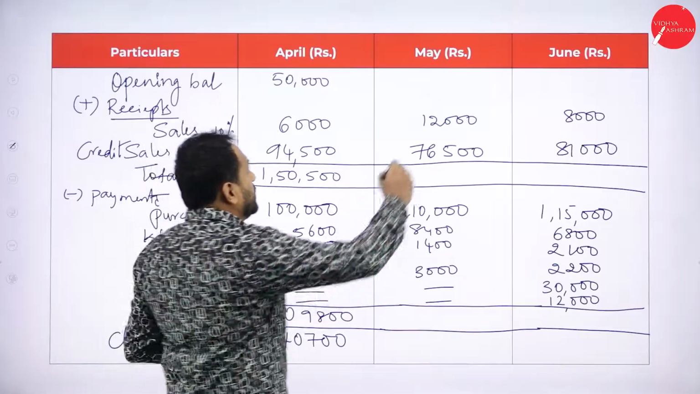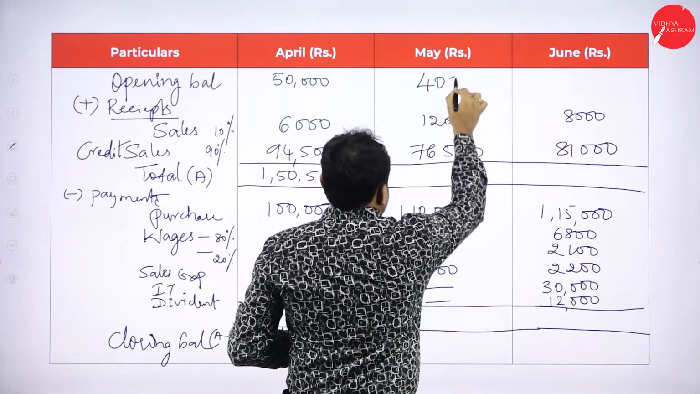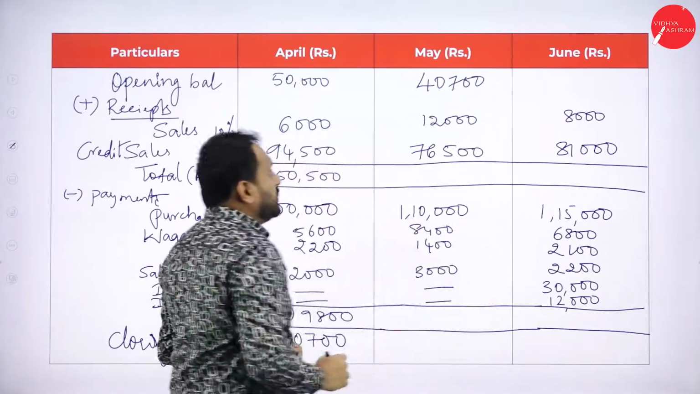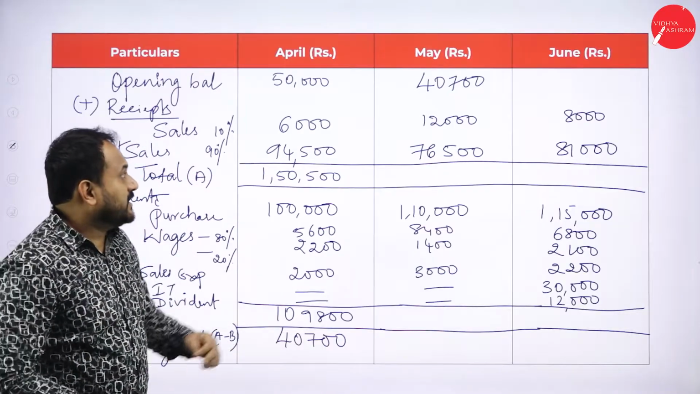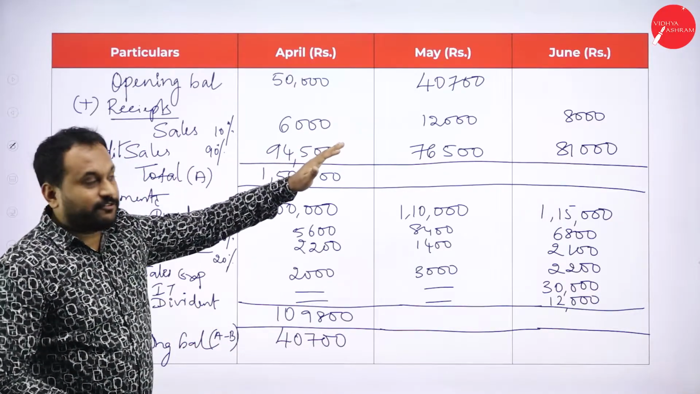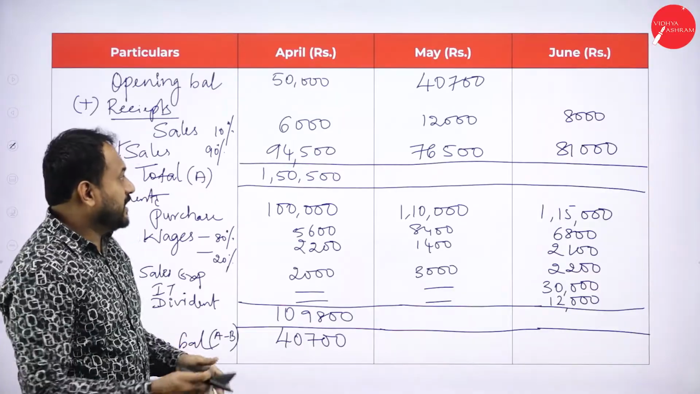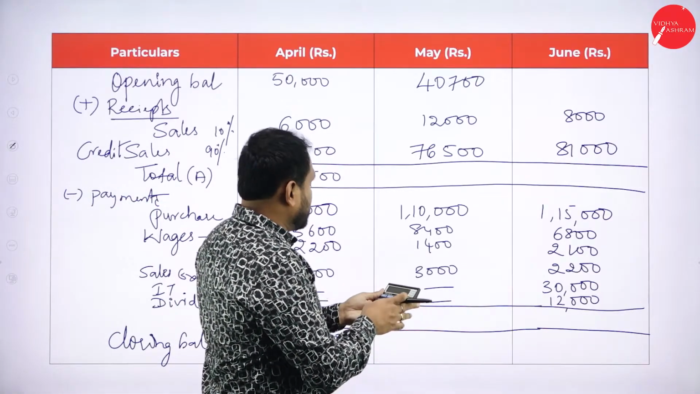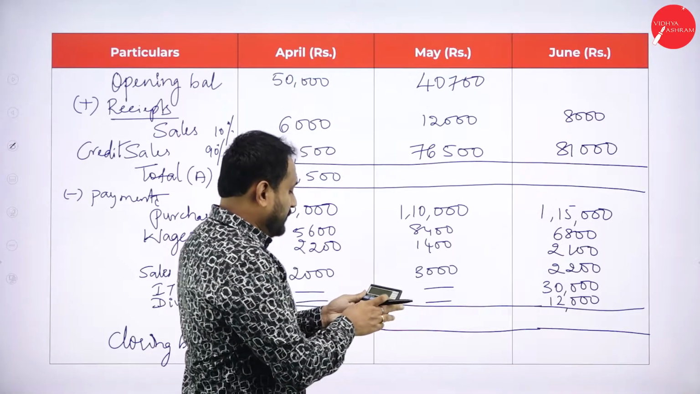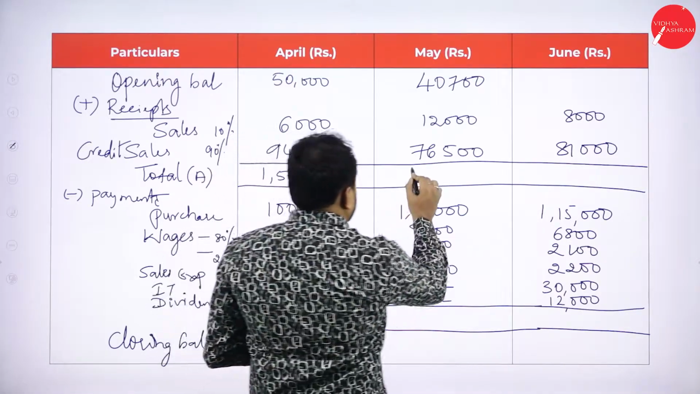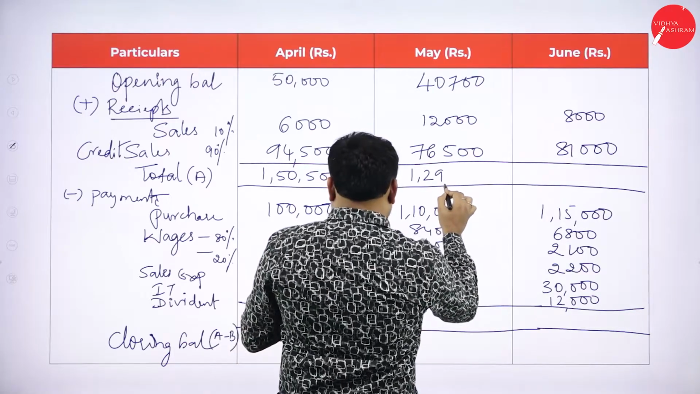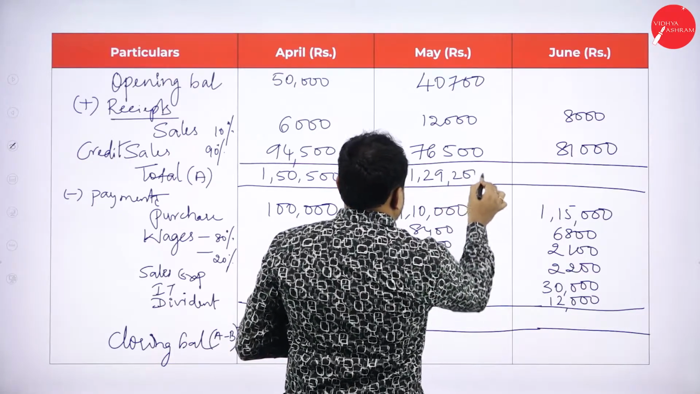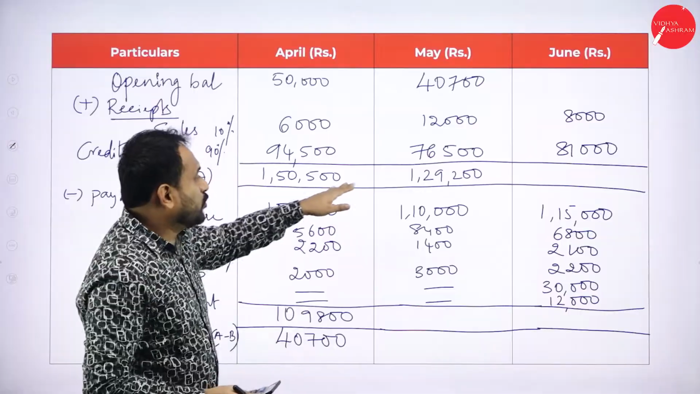So we have here 40,700. That is my opening balance of May. So I need to total it, plus 12,000 plus 76,500. So I got here 1,29,200. Now this is the total of A.